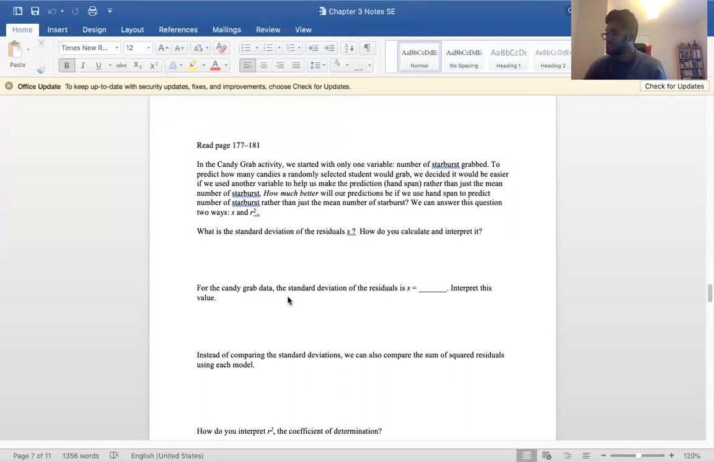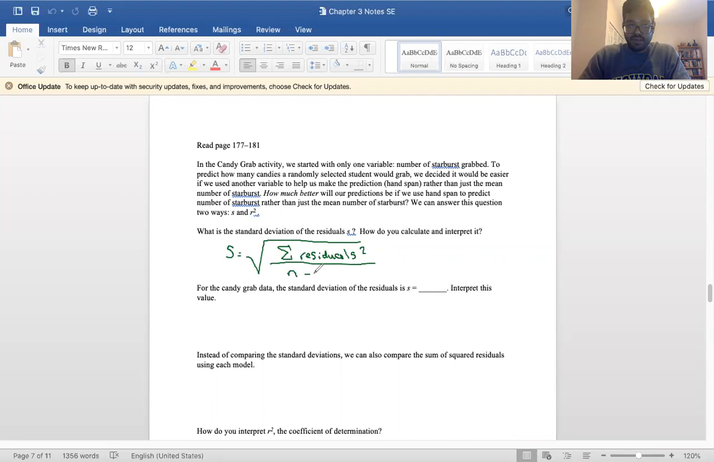What is the standard deviation of the residuals? So got a little equation here. We have S equals the square root of the sum of all the residuals squared. So you take all the residuals, you square them all up, and you sum them up, divided by n minus 2, n being the sample size. So if you have 50 people in your data set, you have 48 as n minus 2.